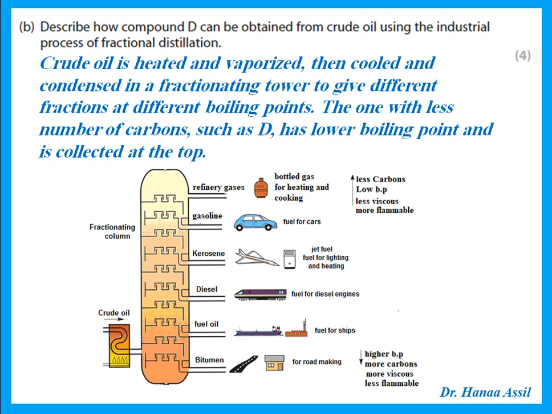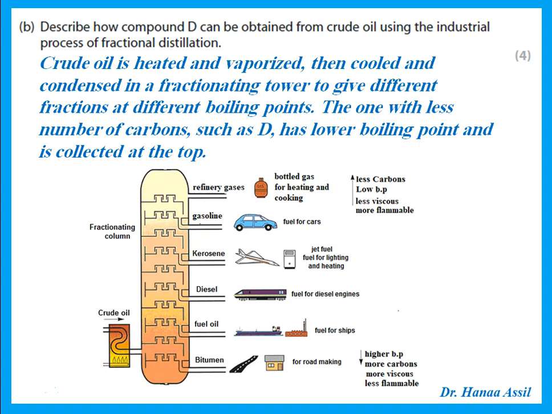So, what is happening to the crude oil? Remember, the first thing we do is the crude oil is heated and vaporized. So, we heat the crude oil or the petroleum until it becomes vapor, and then this vapor goes into the fractionating column or the fractionating tower. In the fractionating tower, the fractions are cooled and condensed to give different fractions at different what? At different boiling points. So remember that we're separating them based on their boiling points.